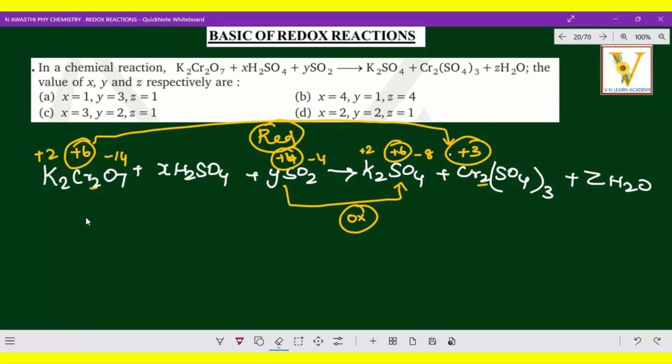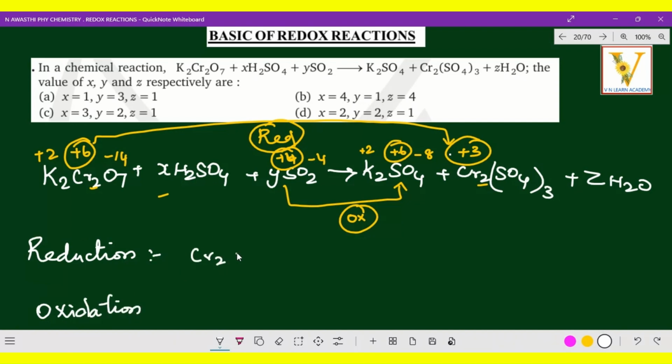Check the reduction and oxidation equation, right? So this is reduction and oxidation, right? All right, so the reduction equation, what is it? Cr2O7 2 minus. And how many electrons change? It is 6 electrons, right? So here plus 6 is converted to plus 3. So that is 6 electrons change. So you are getting 2Cr3 plus. So plus 6 is converted to plus 3, right?